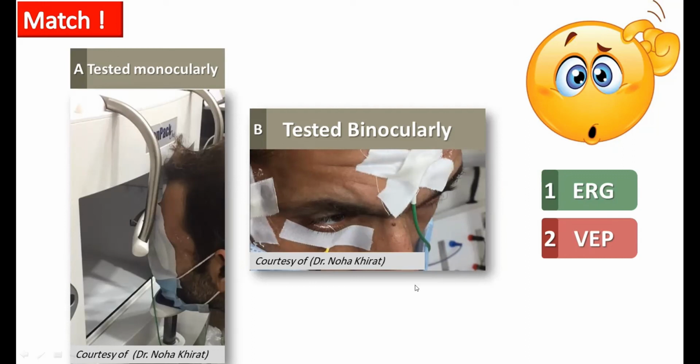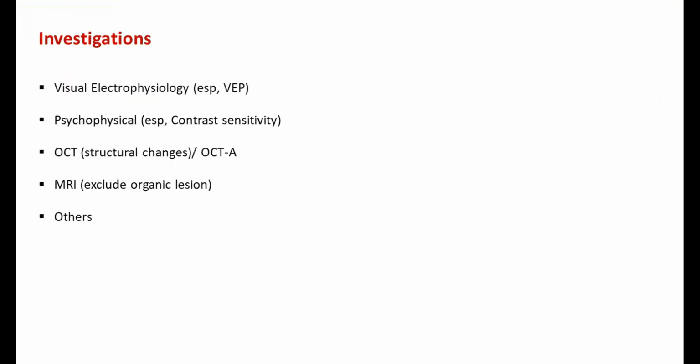In VEP, it is tested monocularly. So if we are doing the VEP for the right eye, we cover the left eye. But for amblyopia, we may test both eyes open. So VEP could be monocular or binocular. Generally monocular, sometimes binocular, right?